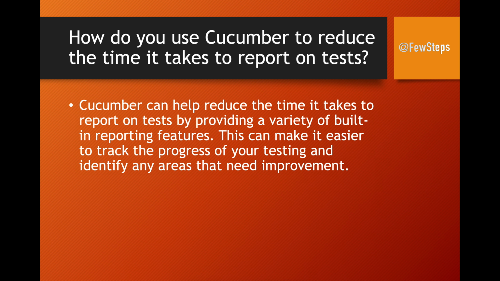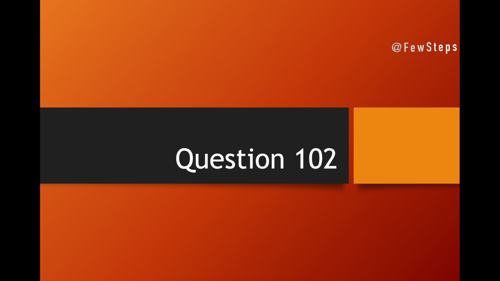Question 101. How do you use Cucumber to reduce the time it takes to report on tests? Cucumber can help reduce the time it takes to report on tests by providing a variety of built-in reporting features. This can make it easier to track the progress of your testing and identify any areas that need improvement.